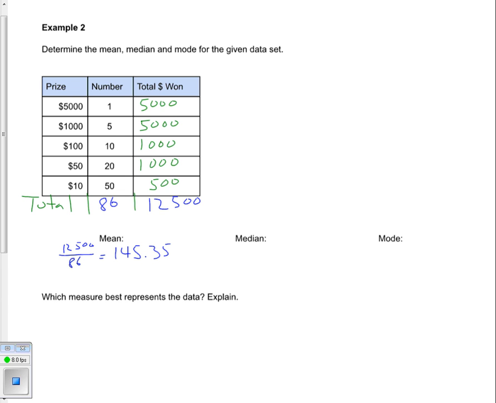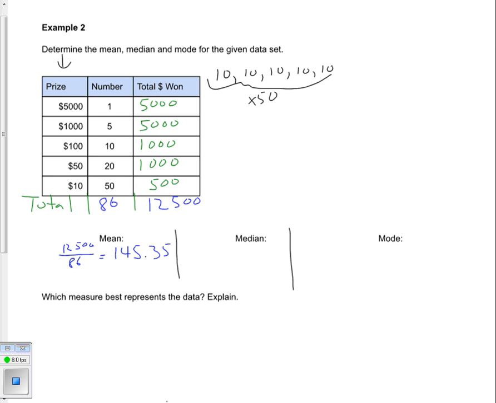Next we want to figure out the median and the mode of this particular draw. The median is always the middle number, so we want to start from lowest to highest. This will be really difficult because there's a whole bunch of numbers in this data set. We know the prizes that are given to us here. There are 50 $10 winnings. So 10, 10, 10, 10, 10, and that happens 50 times. Then we can continue on.